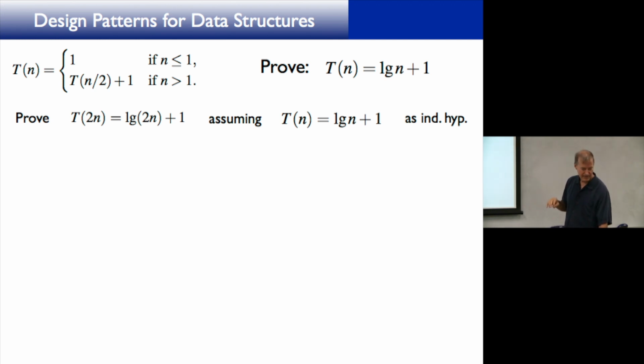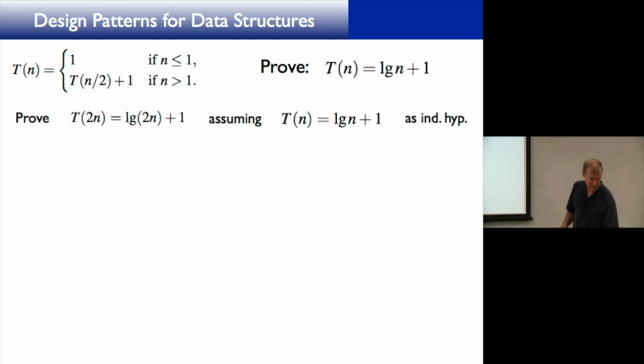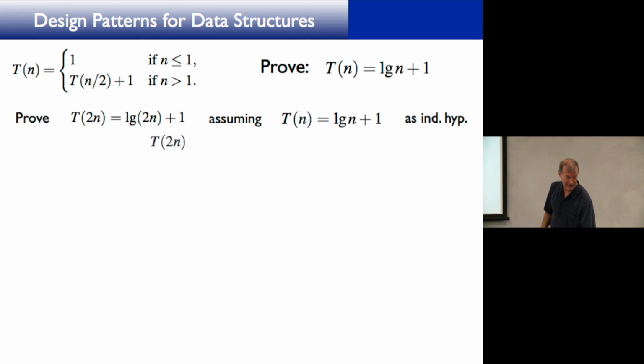Okay, so now where do we start? We're trying to prove this over here, right? Prove t of 2n equals log 2n plus 1. So should we start with the left side or right hand side? Actually, now you'll see why. We'll start with the left side, t of 2n. Now, what's our first step?